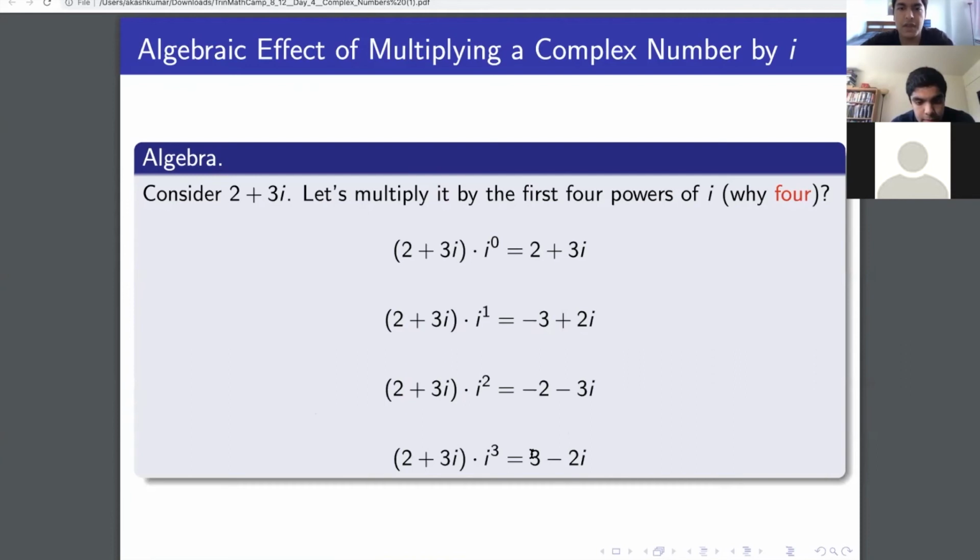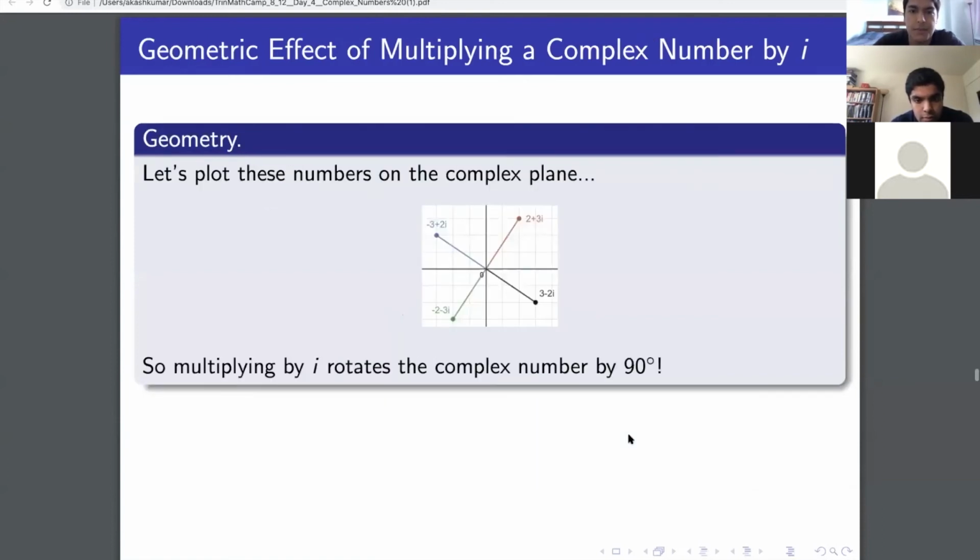So first off, just by looking at these numbers, you can tell that there's something going on, right? You start out with 2 and 3, then you get negative 3 and 2, then negative 2, negative 3, then 3 and negative 2. There's some sort of pattern going on here, right? The 2 and 3 seem to be switching. There's kind of these negative signs that come and go. So it's maybe a little bit hard to figure out what the pattern is just by looking at these numbers. But if we plot them in our complex plane, you'll see the pattern hopefully pretty quickly.